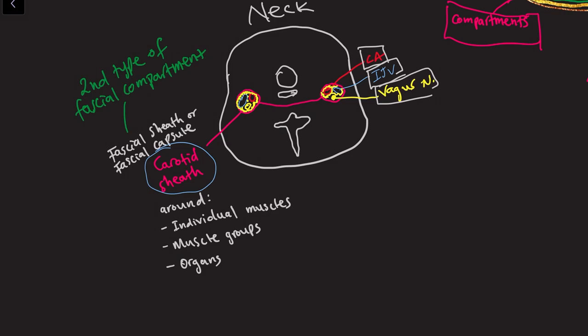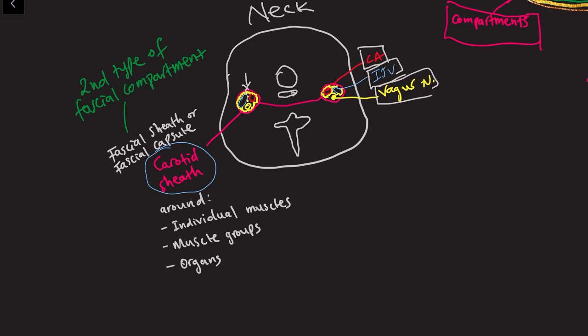So there's your capsule there, your lamina of the proper fascia. Now, the lamina of the proper fascia that surrounds the carotid artery, the internal jugular vein, and the vagus nerve is called the carotid sheath.